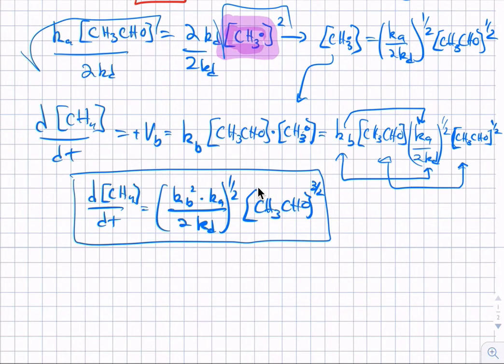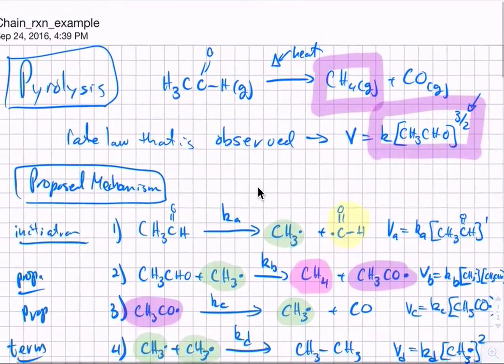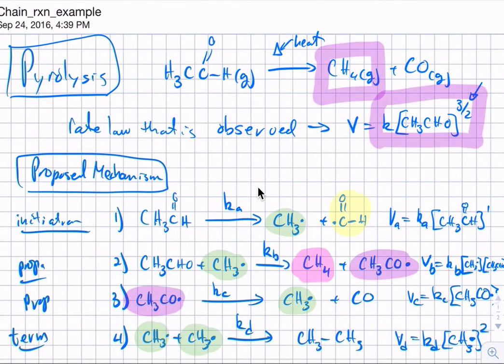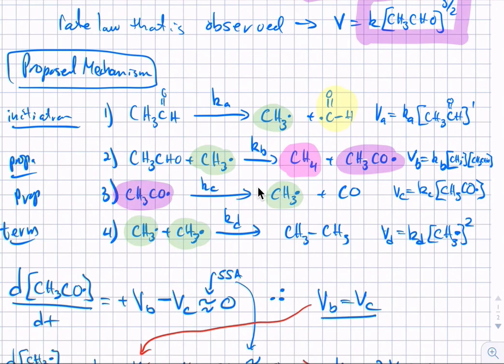Note that we are using this mechanism, and we've applied the steady state approximation, and indeed we found that the order with this particular multi-step reaction is to the power of 3/2, or the order is 3/2 with respect to the aldehyde, which is indeed what's observed. So that would give us good confidence that this is a pretty close, if not accurate, representation of this mechanism.